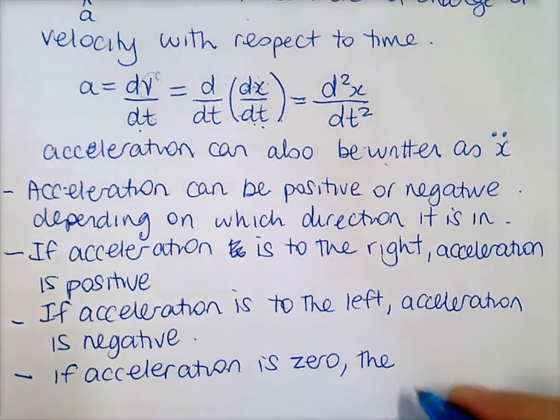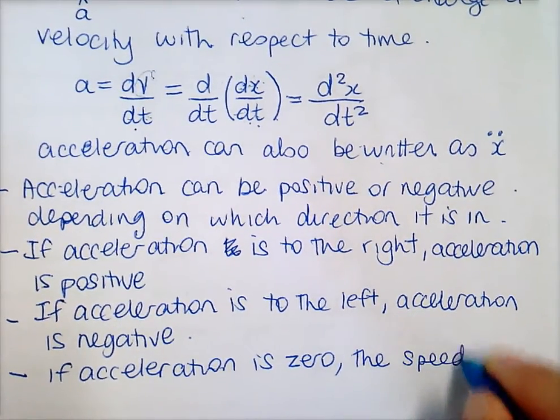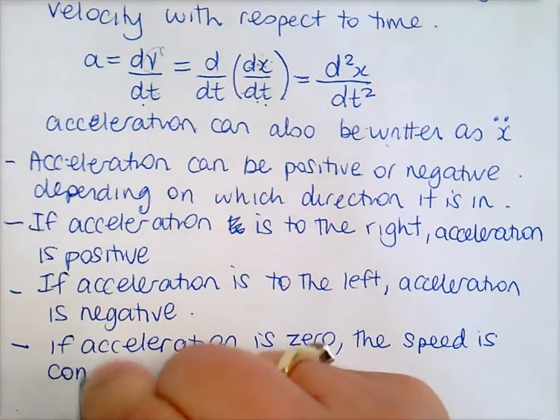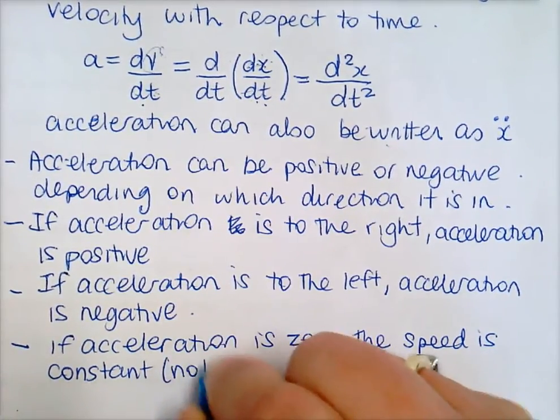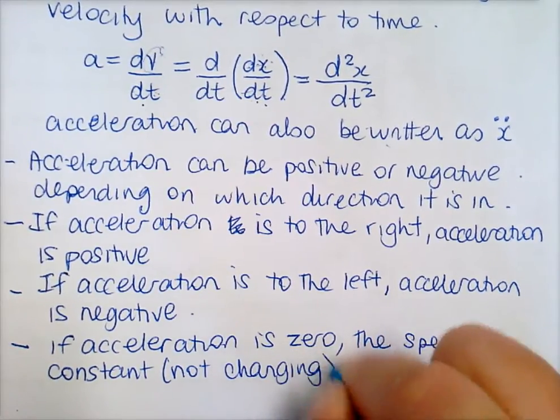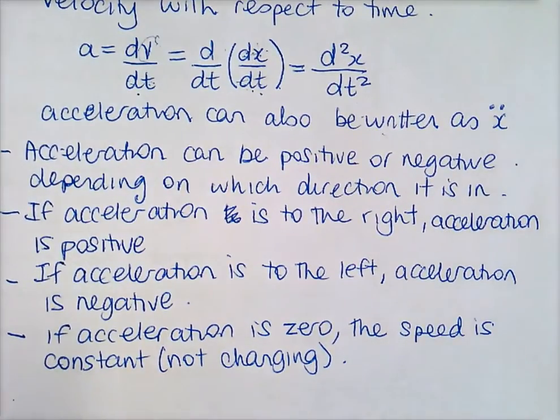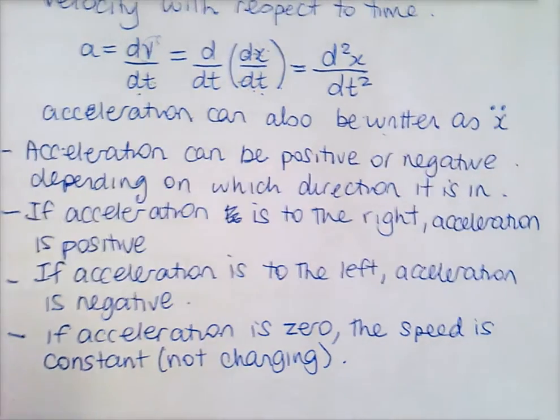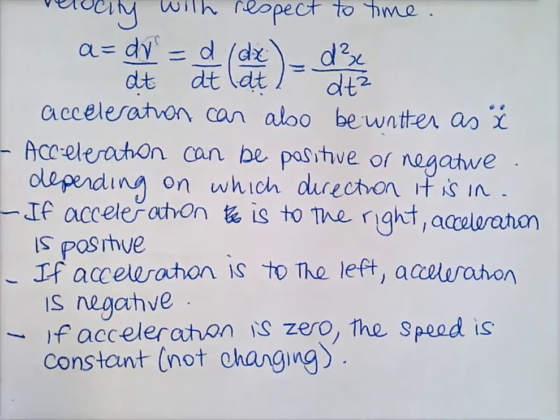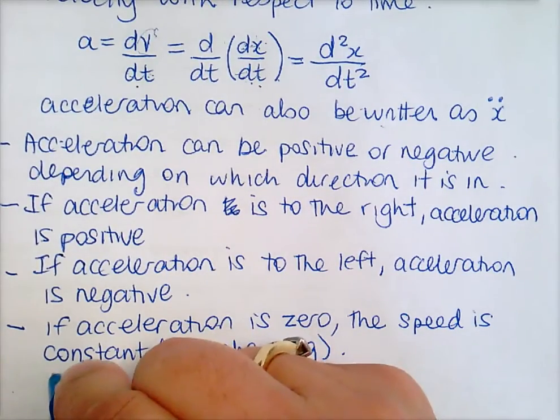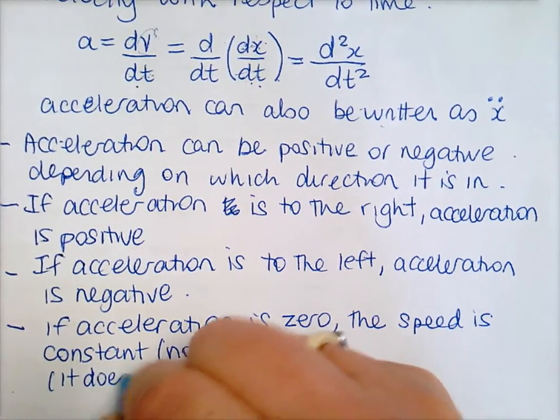Okay? So if acceleration is 0, the speed is constant or not changing. That does not mean that you are not travelling at all. So you could have acceleration 0 and speed 0, meaning you're stationary. But you could have acceleration 0, speed 60, meaning you're travelling at a constant speed of 60. So if acceleration is 0, the speed is constant, not changing. It does not mean that the speed is 0.